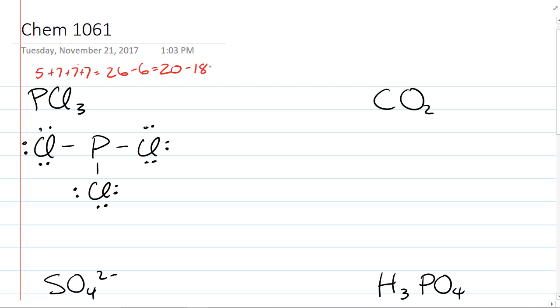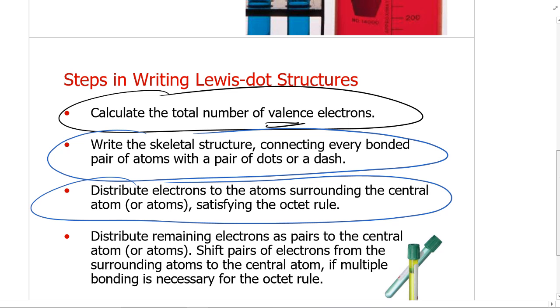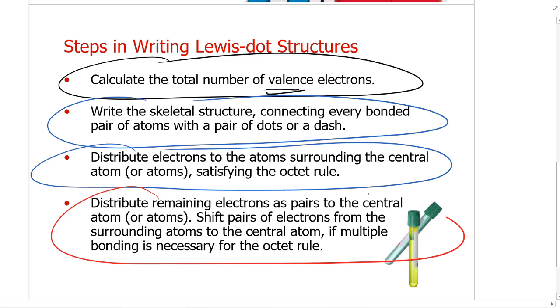We just used up 18. That means we have 2 left to go. And then reading the instructions tells us what we do with those. It says distribute the remaining electrons as pairs to the central atom or atoms, shifting pairs of electrons from the surrounding atoms to the central atom if multiple bonding is necessary for the octet rule.